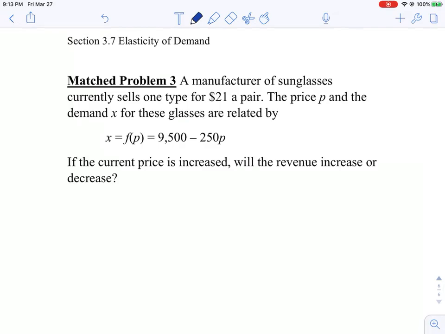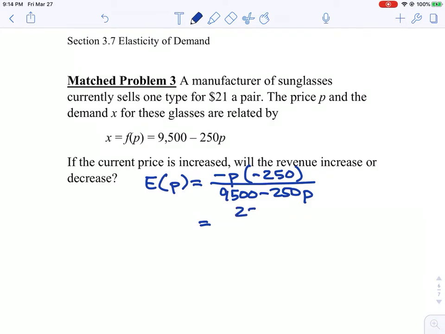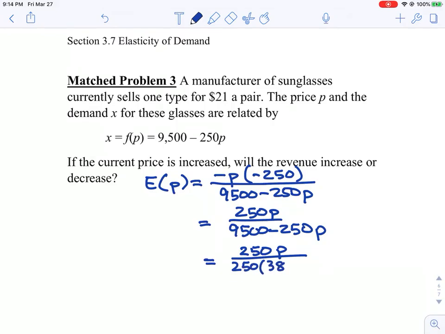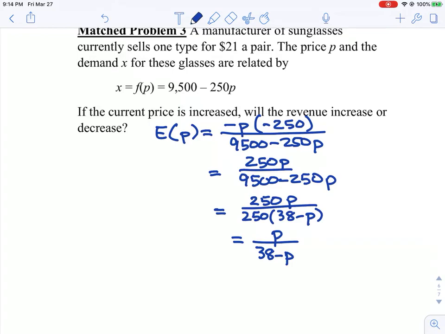So let's look at the last problem here. It says we're selling sunglasses at a price of $21 a pair, and our price demand function is given. If the current price is increased, will the revenue increase or decrease? So we need to find E of p first. I'm going to factor out a 250 from the bottom, and that way this simplifies a lot nicer.